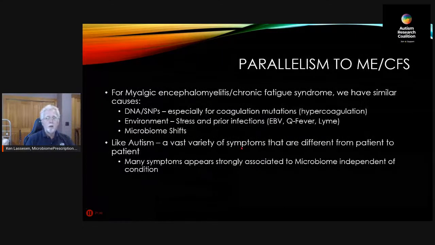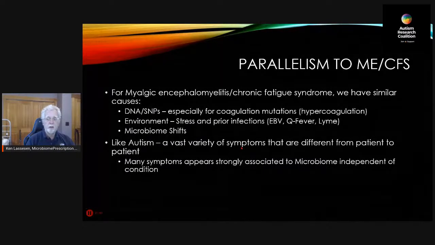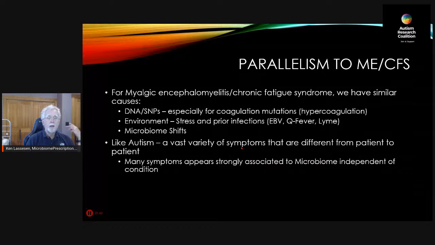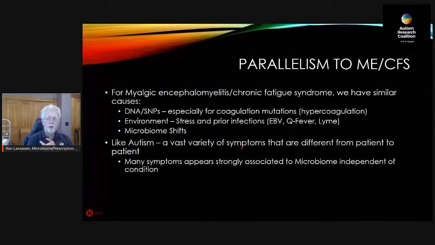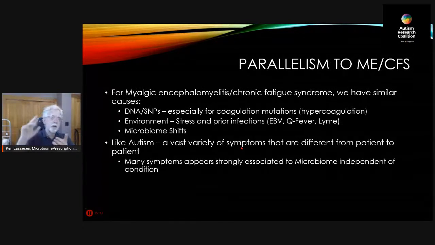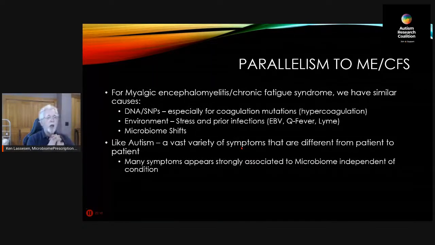Now, where I got into the microbiome was because of MECFS. And in some ways, we have similarity. A lot of the causalities for MECFS and that of autism are similar. Not only are they similar, but often they portray similar symptoms. Example is brain fog, inability to concentrate, poor executive decisions, etc., and sometimes headaches and other characteristics.